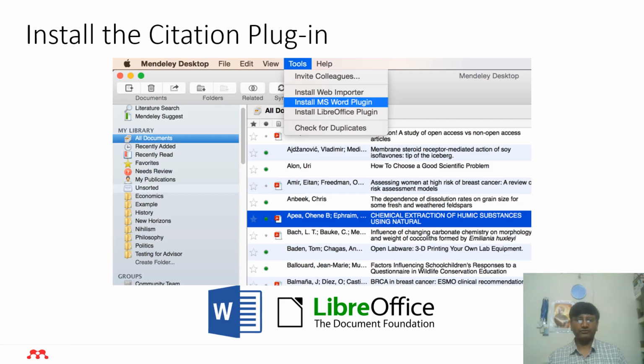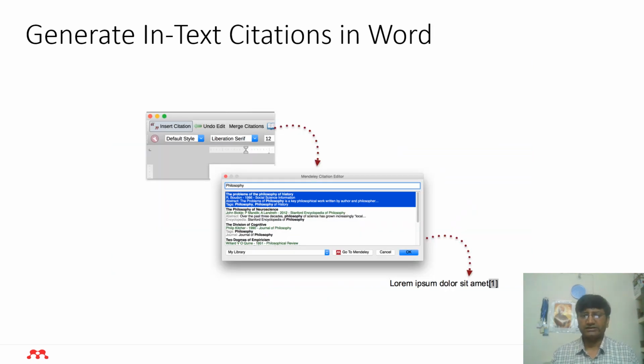So in Microsoft Windows or any operating system, you just open Mendeley Desktop, go to the Tools, and here in Tools you have three options depending upon what software is installed in your computer. If you have installed Microsoft Word, it will show Install MS Word plugin, or if you have LibreOffice, it will show you Install LibreOffice plugin. So select accordingly and install it. Once it is installed, then you can generate your citation inline.